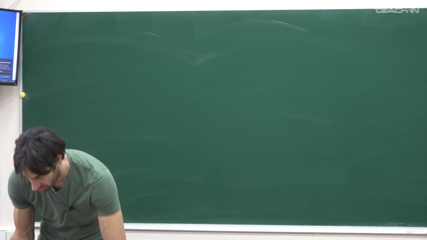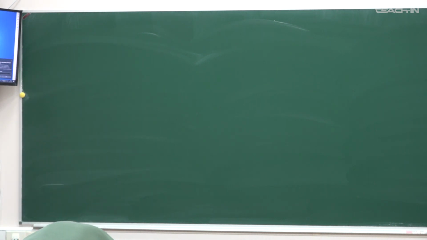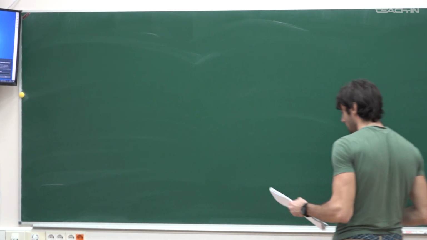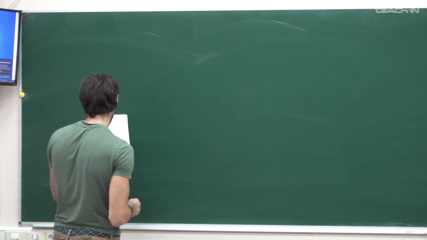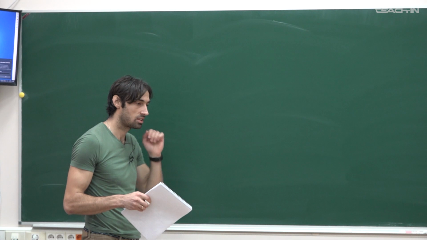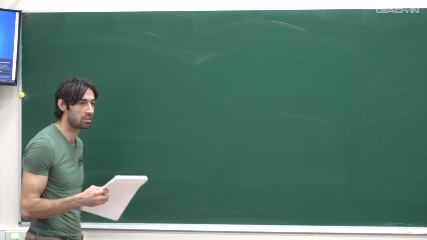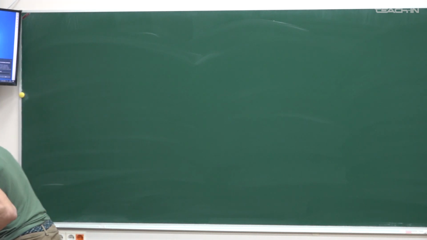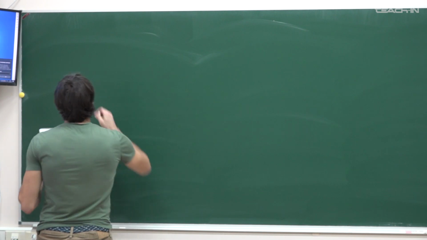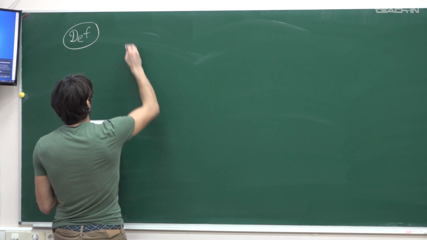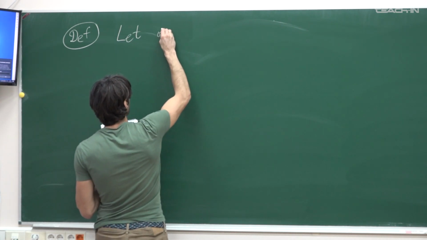So the plan is to start some structure theory of Lie algebras, and one of the main notions when you talk about the structure of Lie algebras is the notion of an ideal. Maybe we mentioned that a few times, but now I will give a definition. So let's start with the definition. Okay, so we have a Lie algebra.